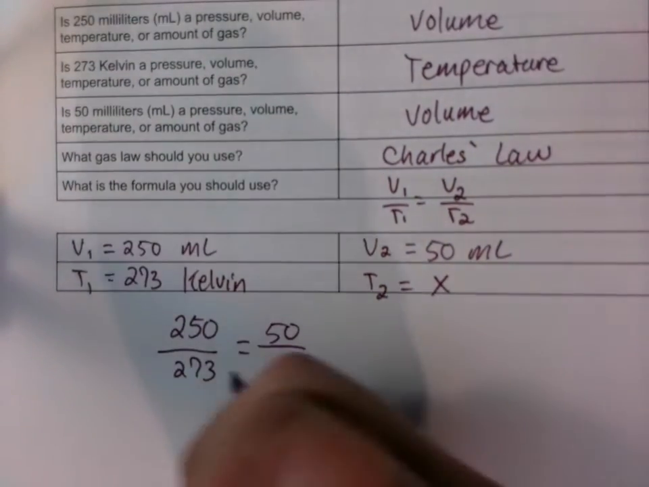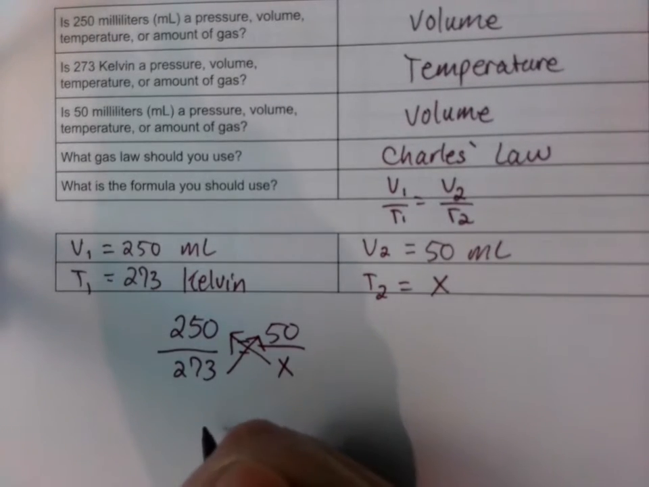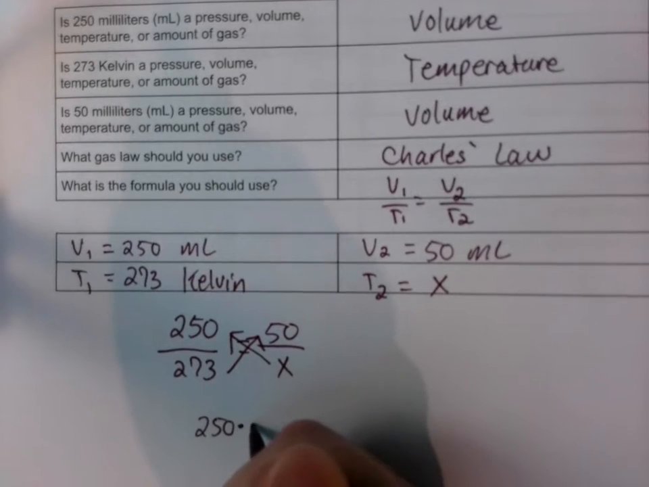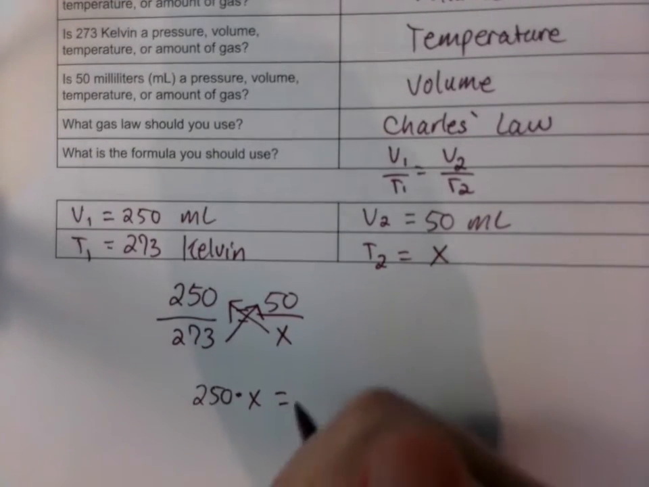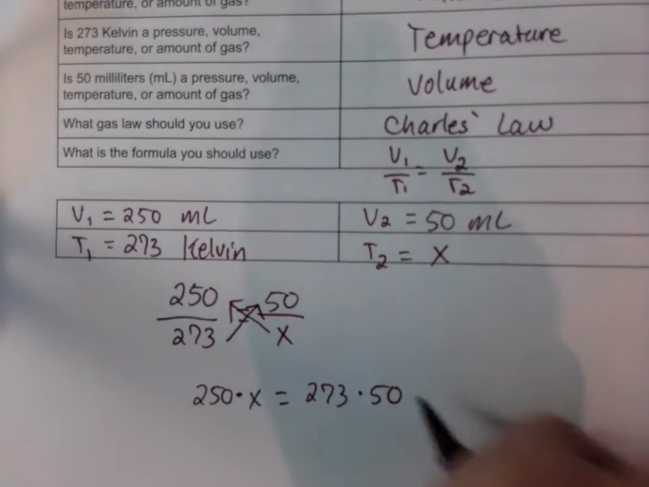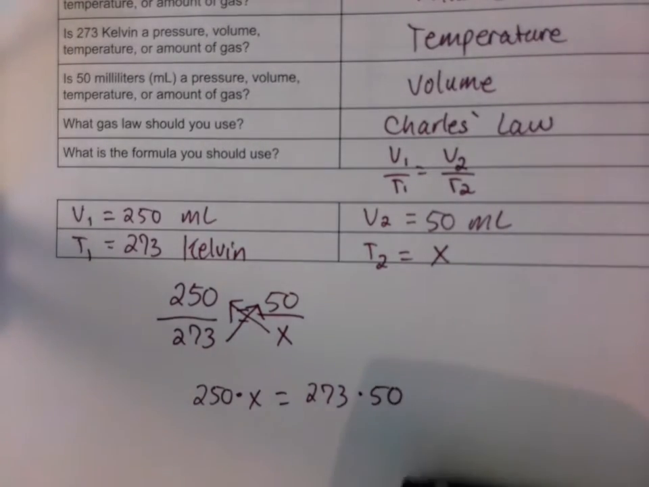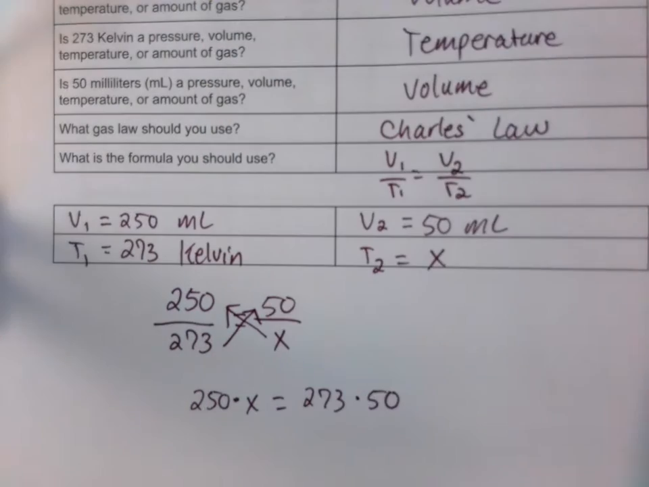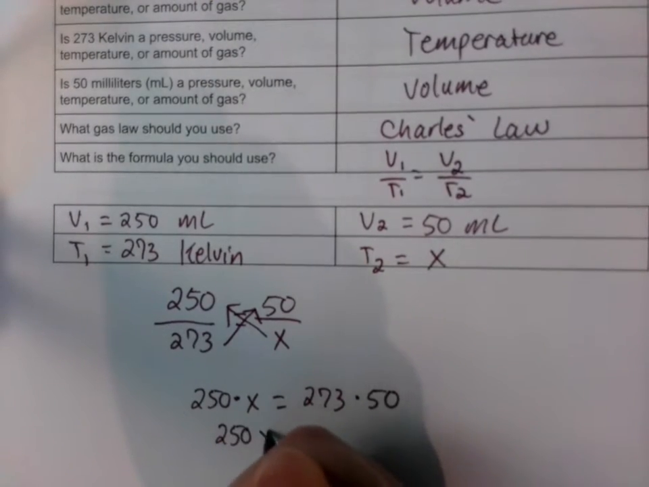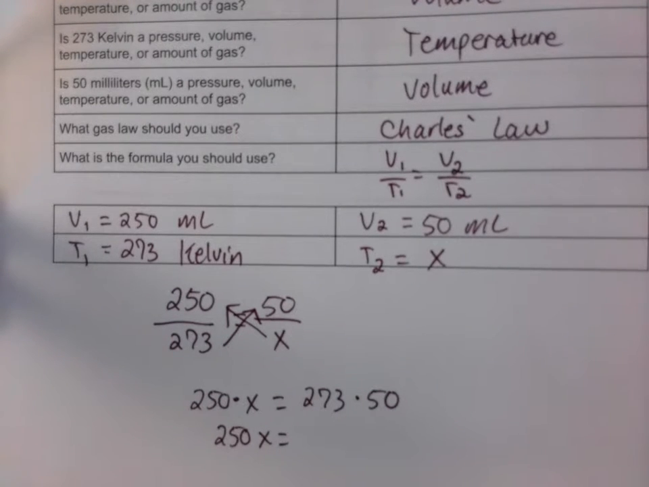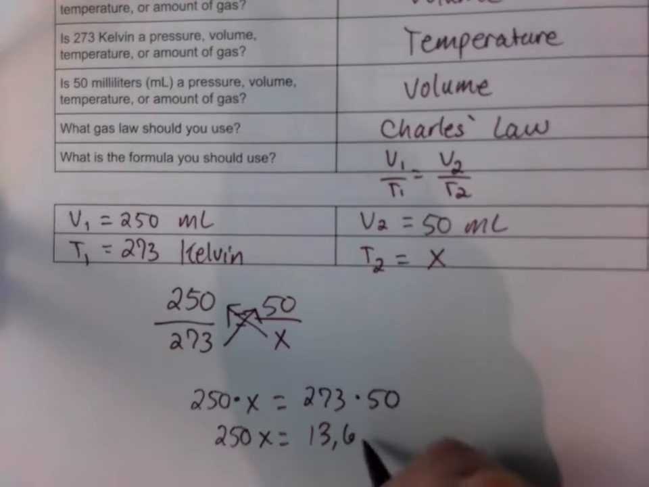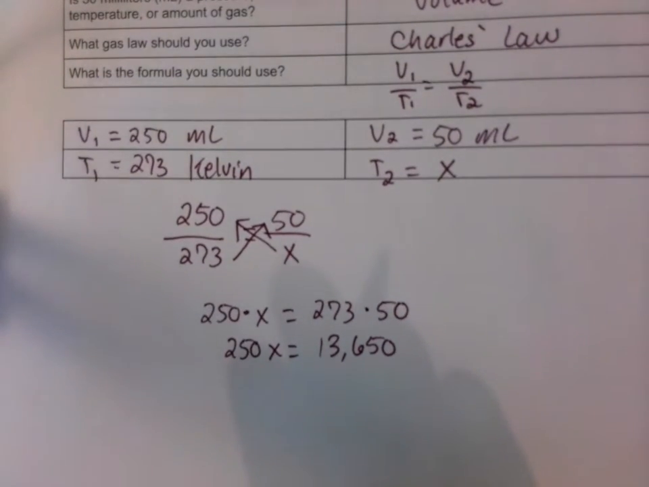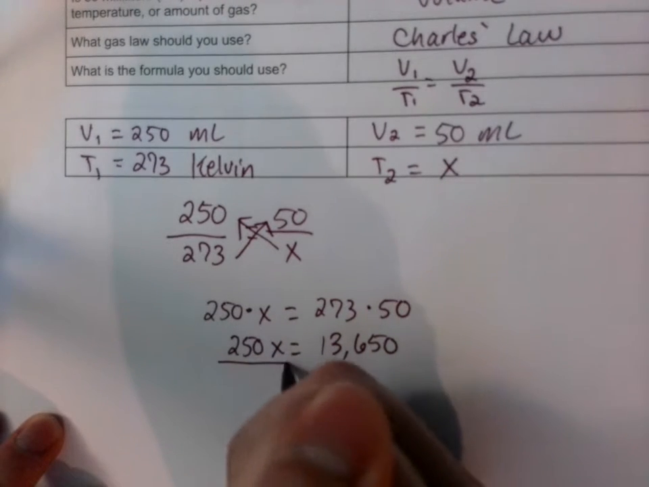Now to solve this, I'm just going to do cross multiplication, like so. So it's going to be 250 times X equals 273 times 50. Now I'm going to get out my handy dandy calculator. 250 times X is just going to be 250X. So I'm going to do 273 times 50, and that's going to get me 13,650. So this side is just going to be 250X, and this side over here is going to be 13,650.